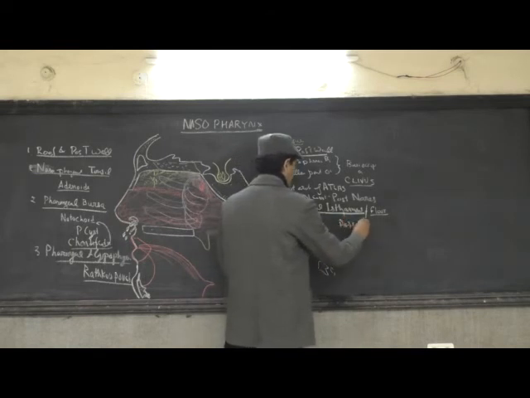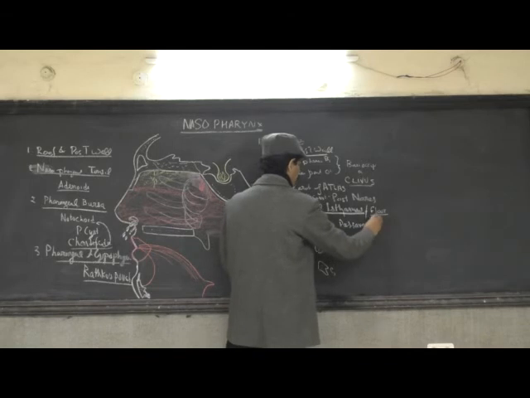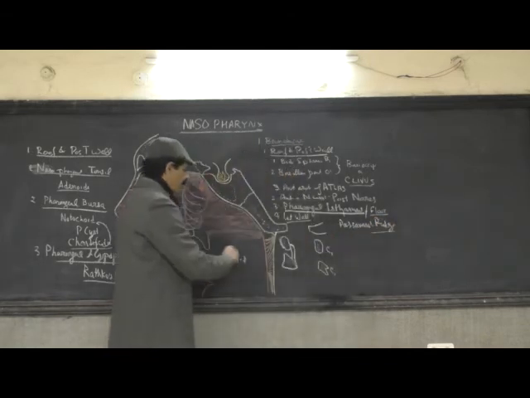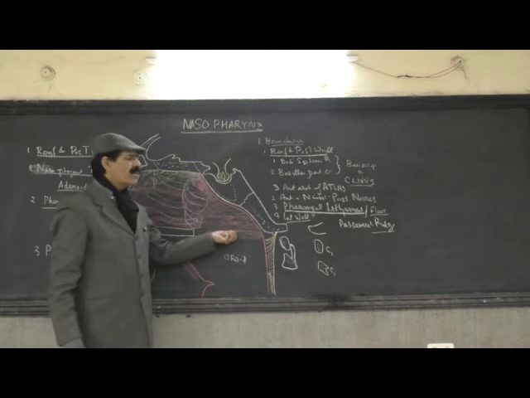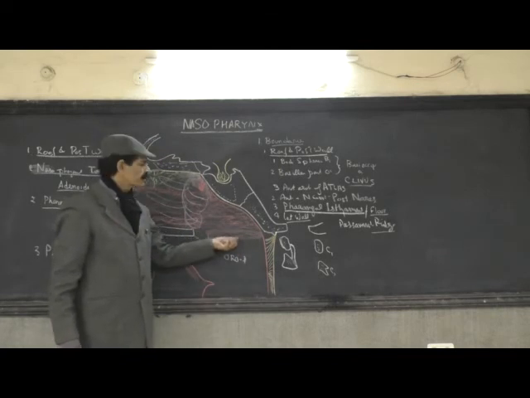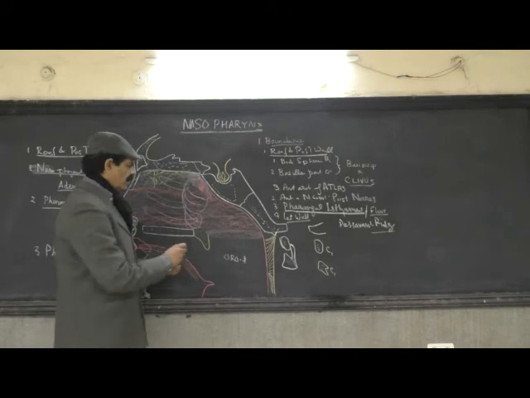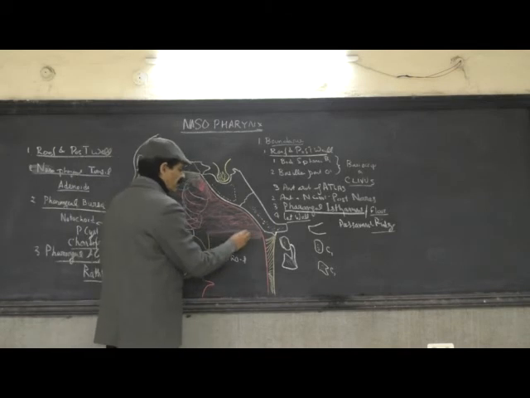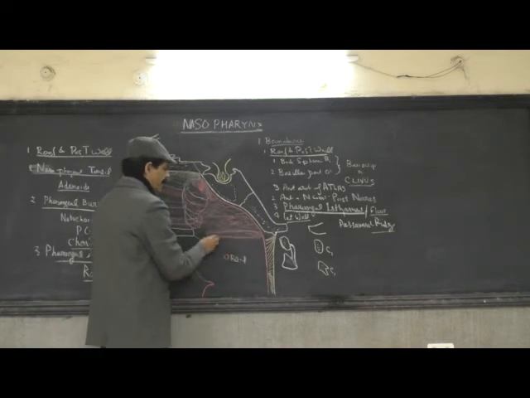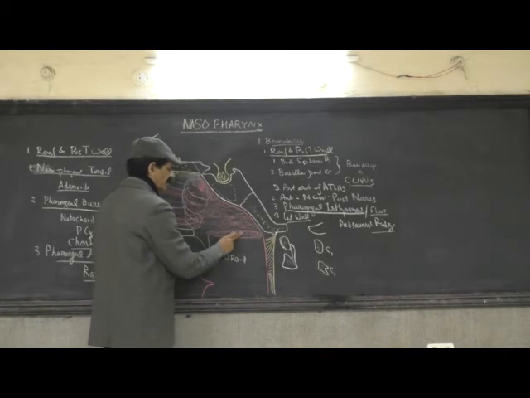Passavant ridge. So Passavant ridge is a raised part of the mucous membrane here due to the underlying muscle that is called the palatopharyngeus muscle.